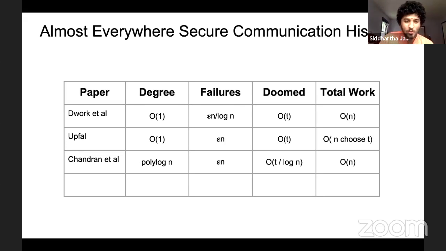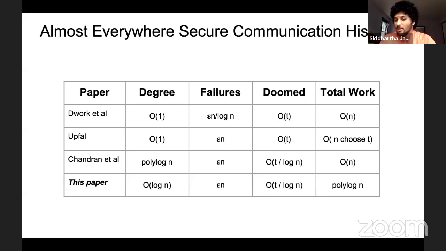In this work, we use the ideas of Dwork and Upfal to improve on the Chandran result. So we get a log n degree graph that has the same resilience as Chandran et al.'s network, and we bring down the total work to polylog n.